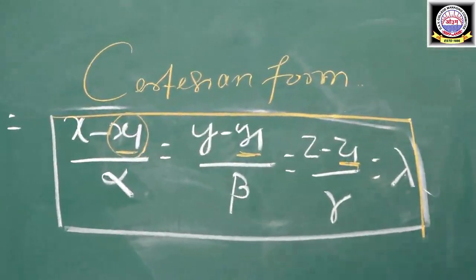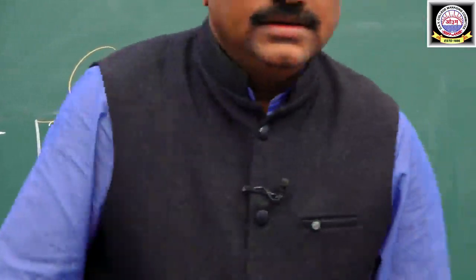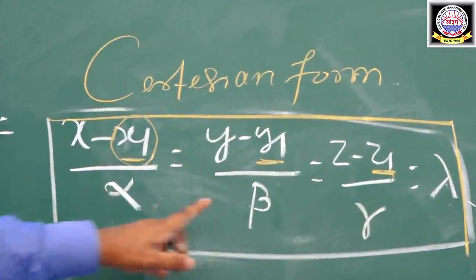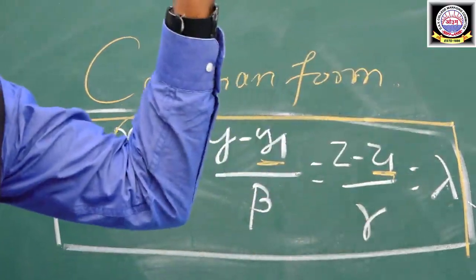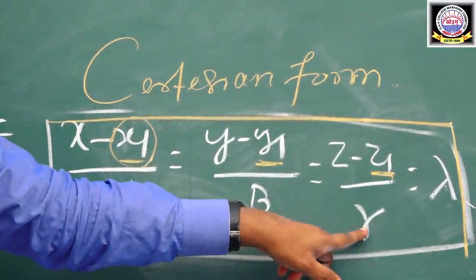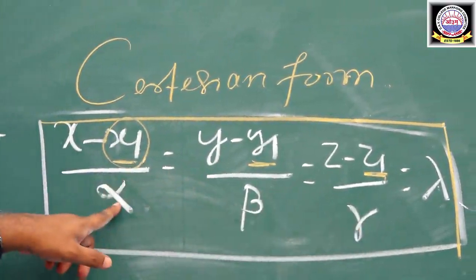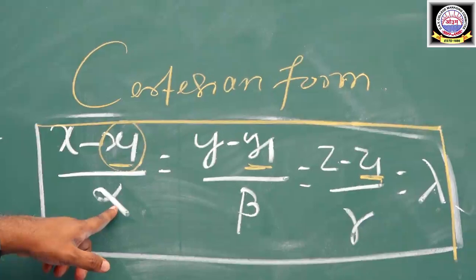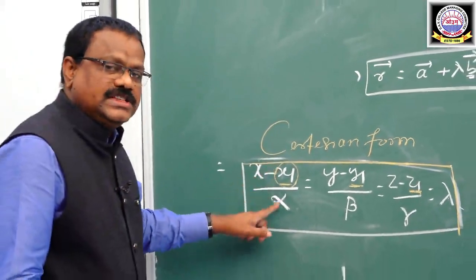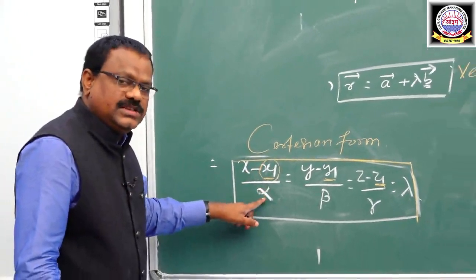So again you may think, sir, alpha, beta, gamma is any real number. Alpha may be 0, beta may be 0, gamma may be 0. If one of them is 0, where normally something divided by 0 is non-defined, you have to accept here that something by 0 is acceptable.